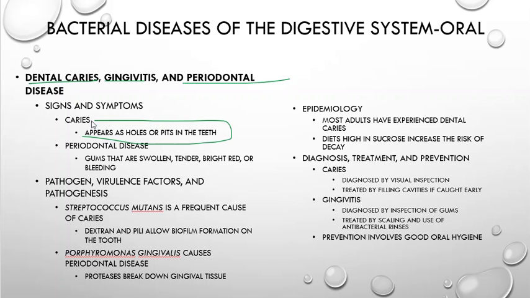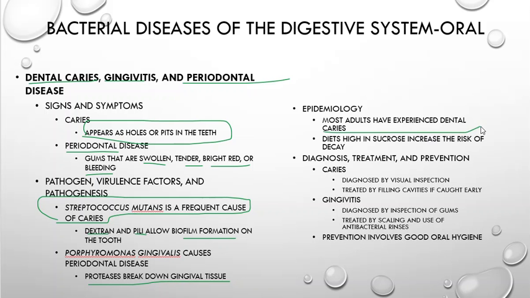Caries are holes or little indentations in the teeth. Periodontal disease: gums swollen, tender, bright red, bleeding. Gingivitis is like the first stages of periodontal disease. Streptococcus mutans is going to be one of the guys that causes those cavities. This guy has dextran and pili and helps them to form biofilms on the tooth. That's the plaque. Porphyromonas gingivalis causes the periodontal disease. He has protein-breaking enzymes that break down the tissue of the gums.